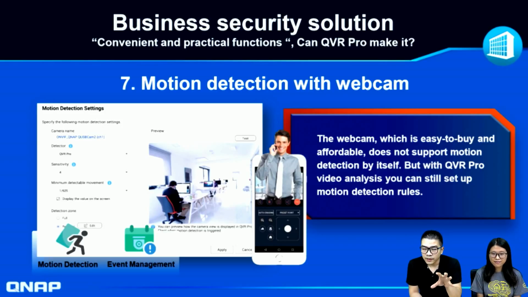So now, even if you're using a USB camera, you can still download our QUSB Cam 2 app from our App Center. Once your NAS detects the USB camera, you can use QVR Pro to add this camera. And then with our server motion, you can use QVR Pro to detect the change of the pixels, and do the motion detection with maybe the USB camera you already have. Then you don't have to buy another camera.